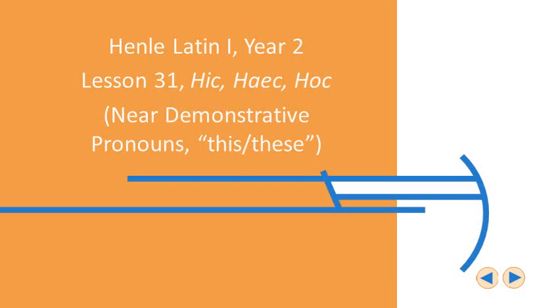Here we are on our first lesson for Latin II, and we're going to pick up right where you finished with Miss Habriel, and that means that we are in lesson 31 on haec, hoc, which is the near demonstrative pronoun. Near demonstrative means you're pointing at something.